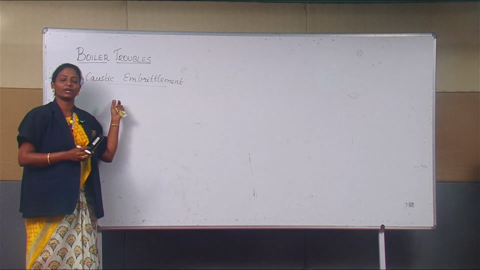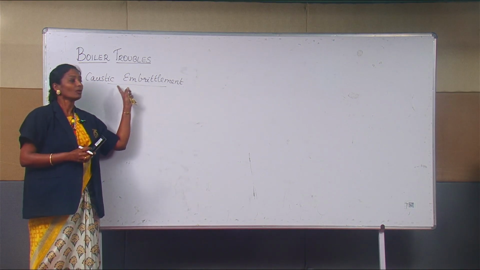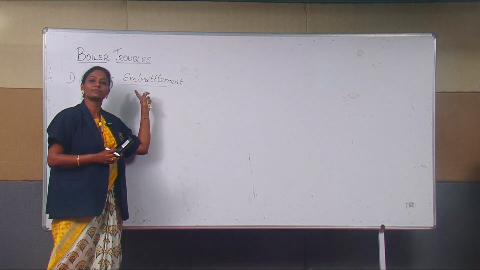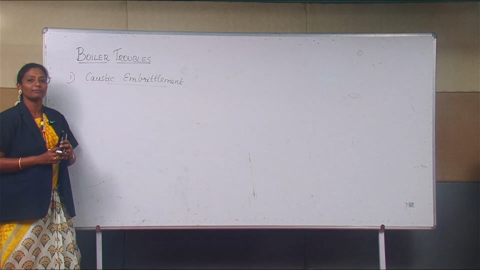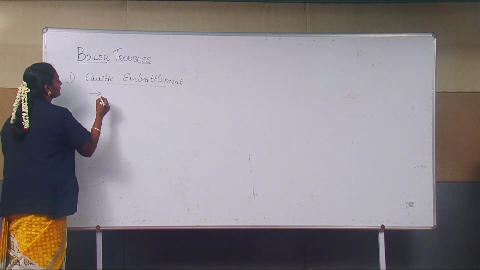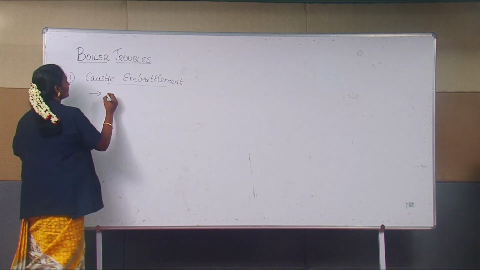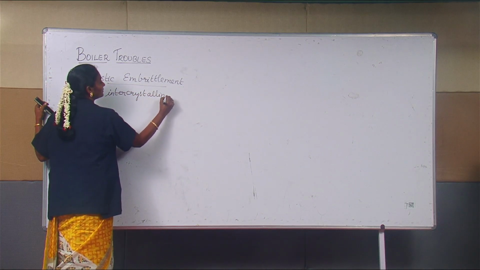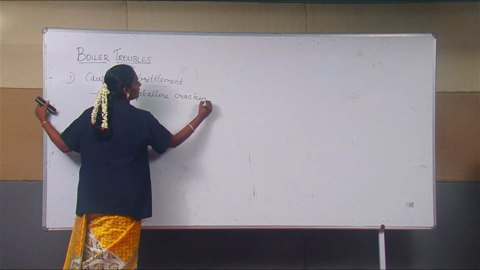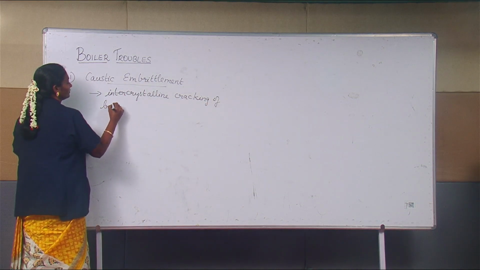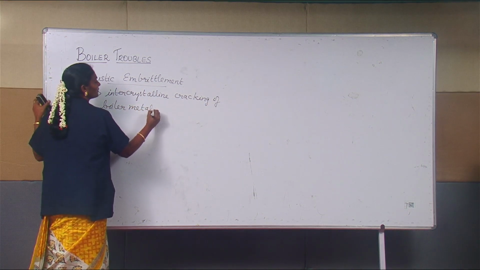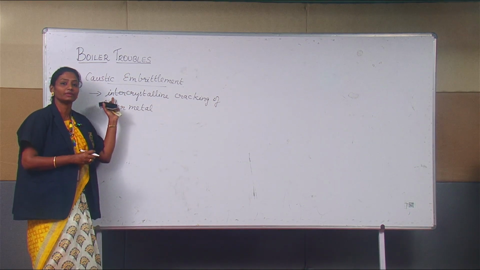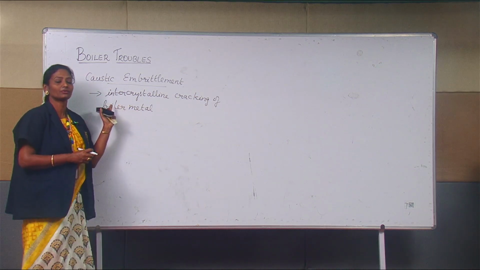The first boiler trouble we are going to discuss is caustic embrittlement. The term caustic embrittlement gives us the idea as to what it is. Embrittlement is a small breaking or cracks which would occur in the boilers. So we describe it as intercrystalline cracking of boiler metal. What is that intercrystalline? It is minute cracks which occur within the boilers. So we will not be able to see the crack. It will not be so obvious.